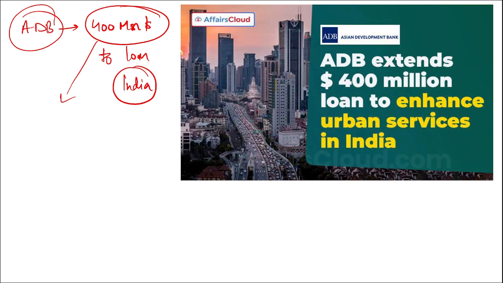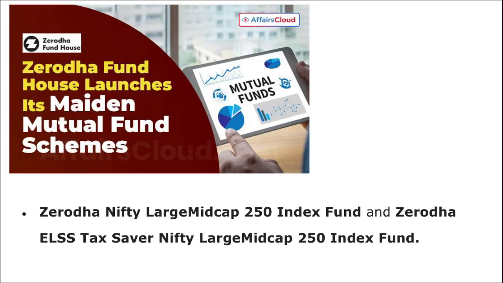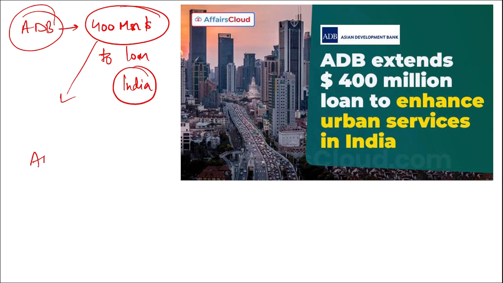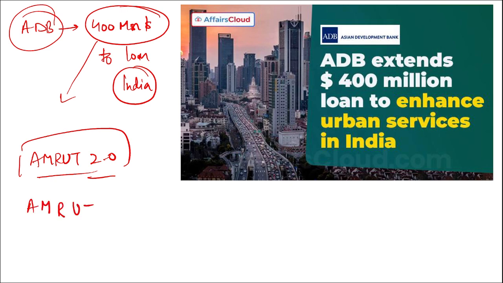Next, one more, there is a mission, that is Amrut 2.0. What is this Amrut 2.0? This is Atal Mission for Rejuvenation and Urban Transformation 2.0. I repeat, Atal Mission for Rejuvenation and Urban Transformation 2.0. This is India's flagship urban transformation program that aims to provide universal access to water supply and sanitation. Correct? Asian Development Bank.